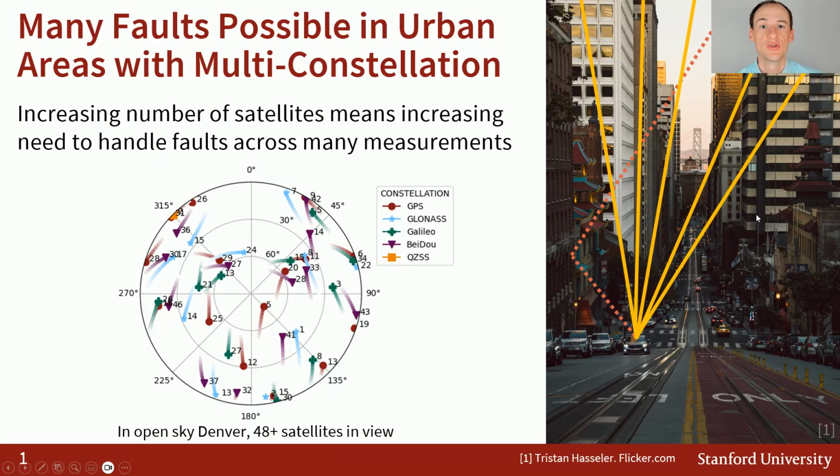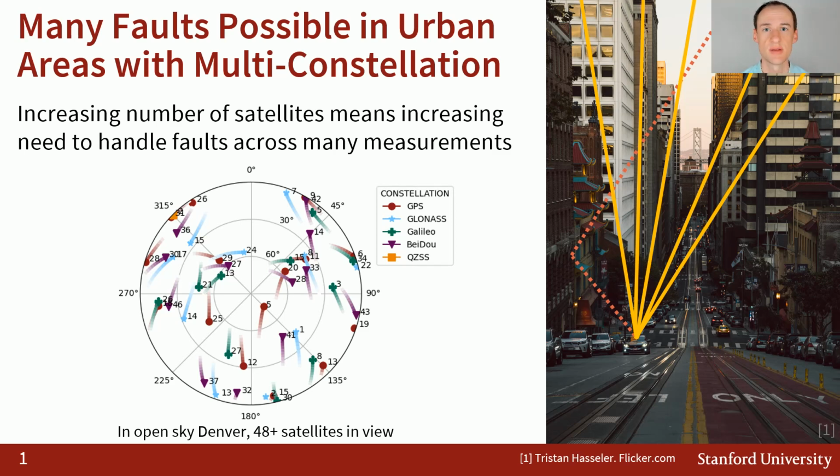We have an increasing number of satellites for position, navigation, and timing in orbit. As an example, the sky plot shows that in downtown Denver, in open sky conditions, you could see more than 48 satellites on an August afternoon.